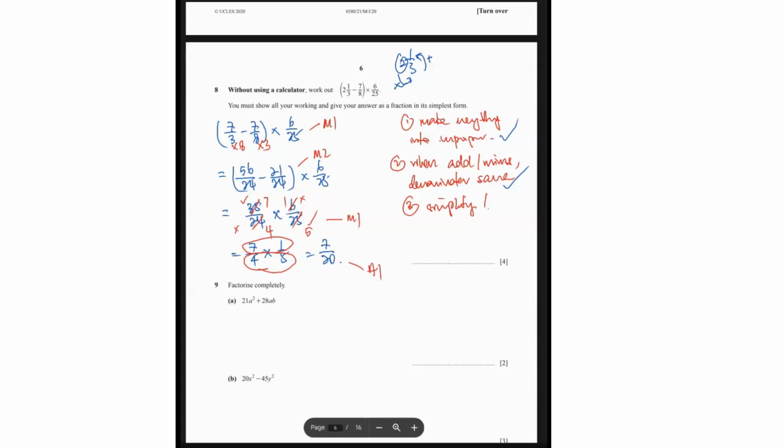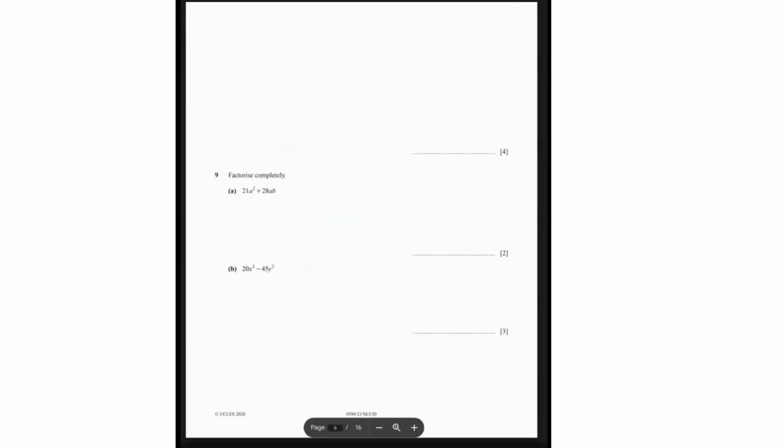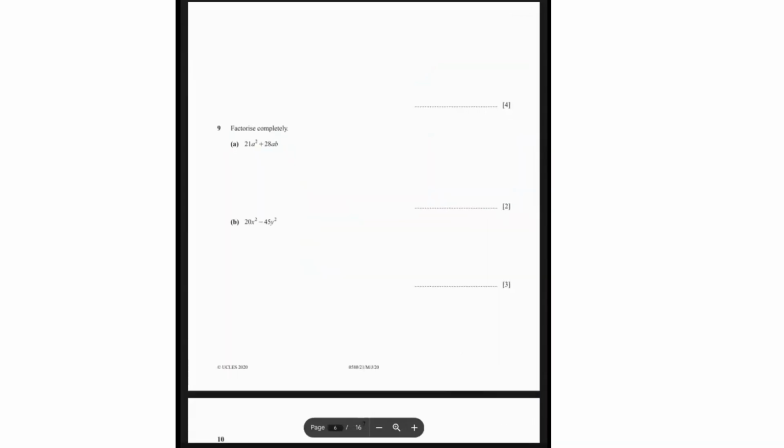Okay, let's move on. Question 9, factorize. Okay, C, factorization, very easy only, but they give you a lot of marks. It's a very high return of investment. Okay, but a lot of students would not get full marks for B. Okay, let me quickly recap the 3 methods of factorization. If you're my student, you will know this. Okay, the first method is extracting common factors.